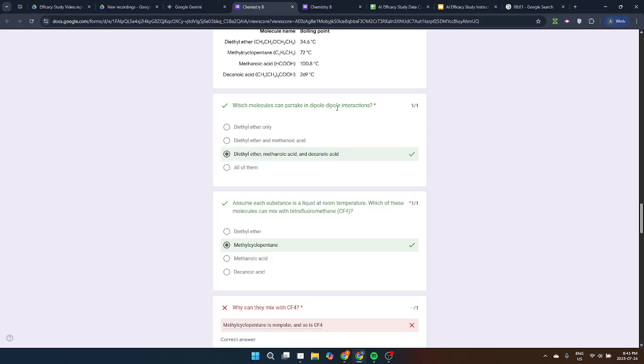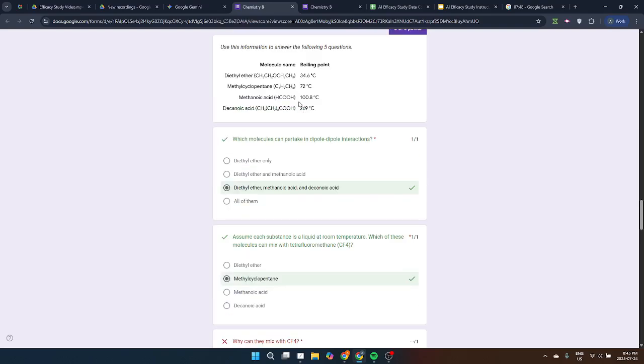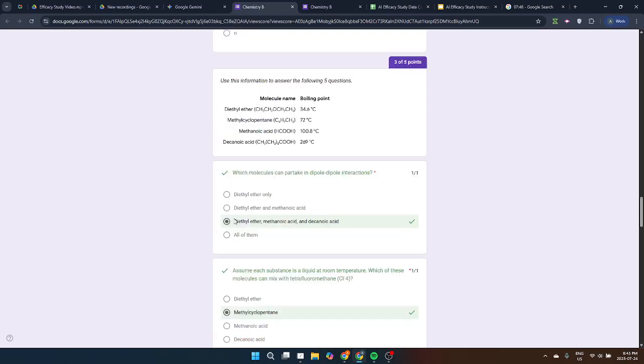Molecules can partake in dipole-dipole interactions. I recognize that dipole-dipole interactions are based on polarity, so only the polar molecules will have them. I picked diethyl ether, methanoic acid, and decanoic acid because they're the only ones that have functional groups, while methyl cyclopentane doesn't really qualify because it's just a complete hydrocarbon, and it doesn't have the same sort of qualities as the other ones do.